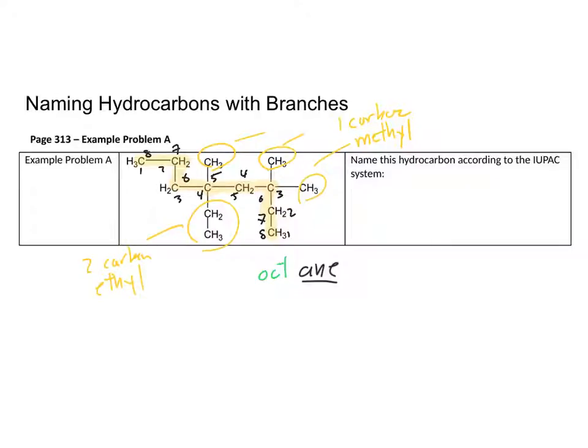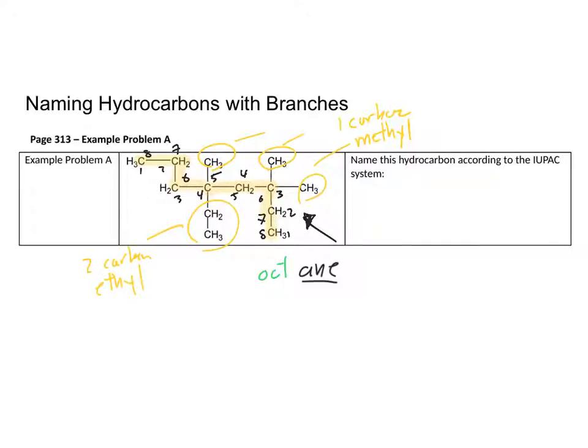So going from left to right, I get a branch on the 4th carbon. Going from right to left, I get a branch on the 3rd carbon. So I'm going to draw this structure going from right to left. So now I have 3 methyls, and I have 1 ethyl. And the other rule about branches is we have to put them in alphabetical order.